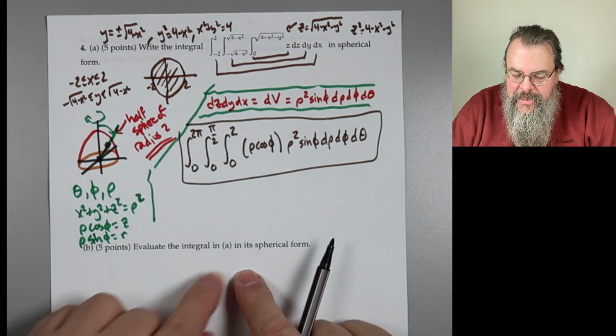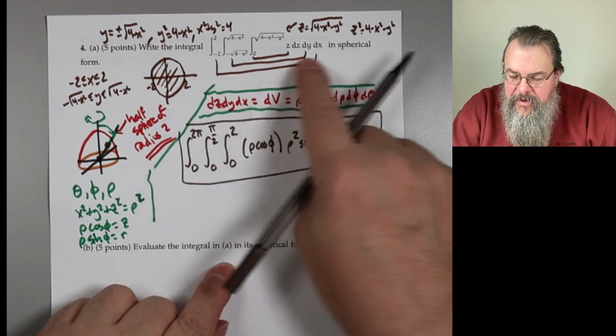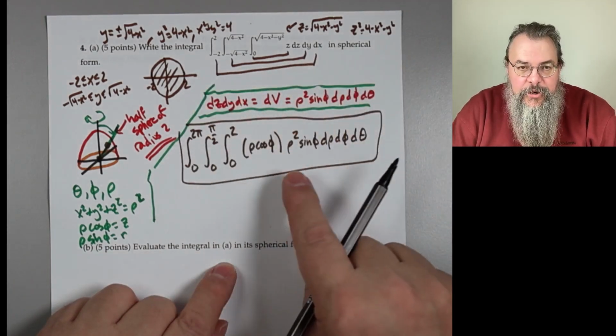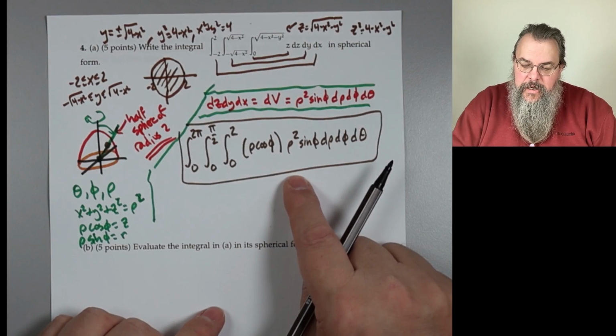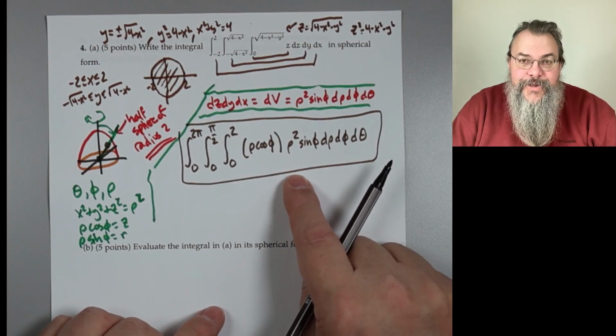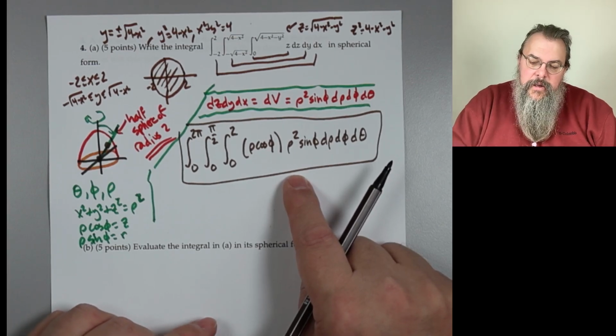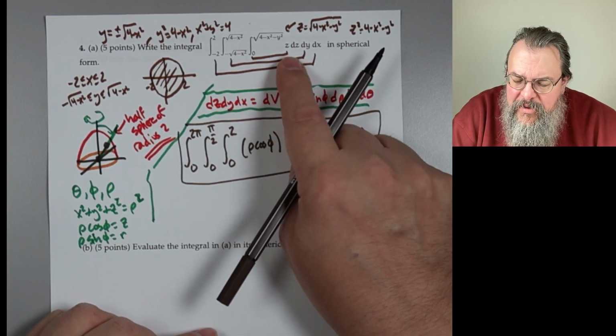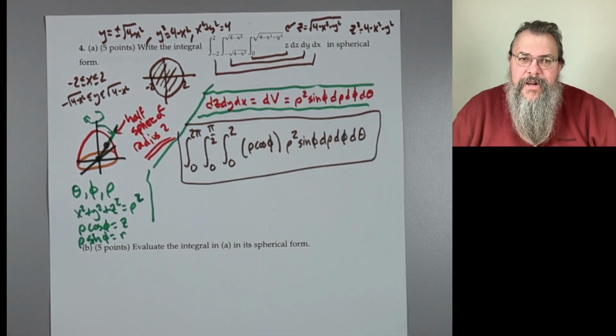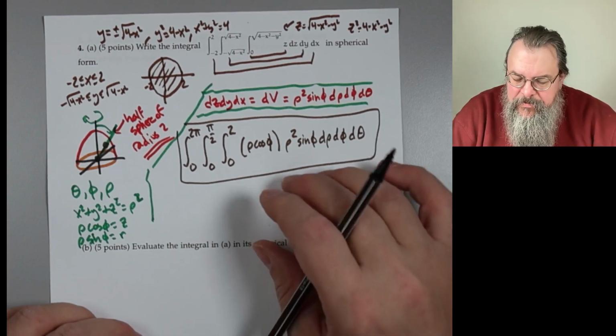Evaluate the integral in A. So now evaluate this integral, but use this version of it. Why? Because it has a lot less square roots. So it's probably a little bit easier to do. We probably could have actually done this, looking up. We could have done it either way, but we're going to do it here.